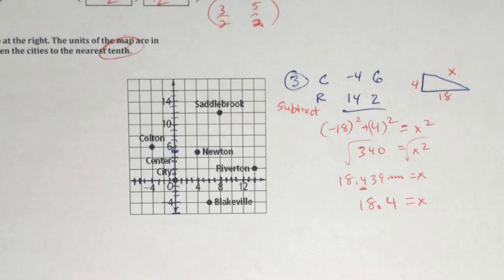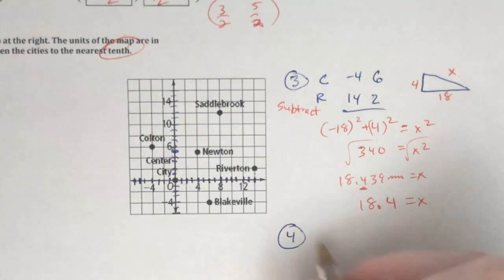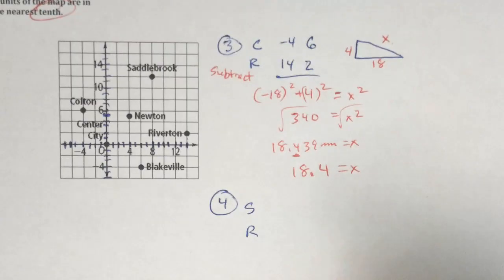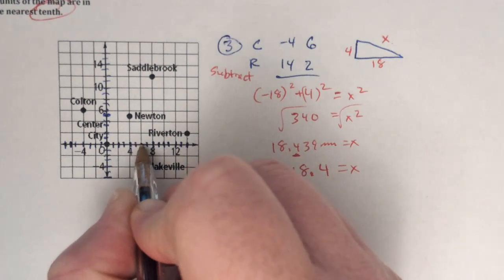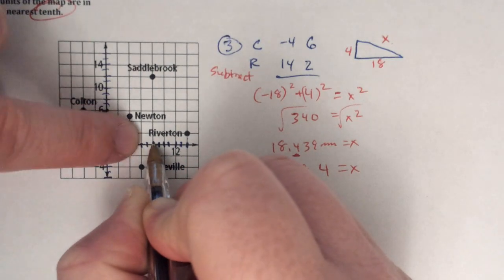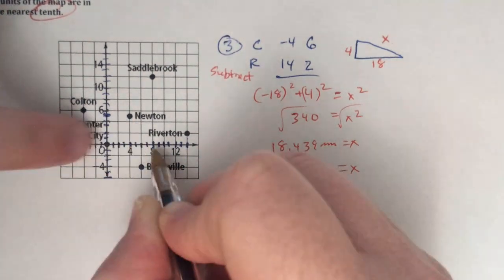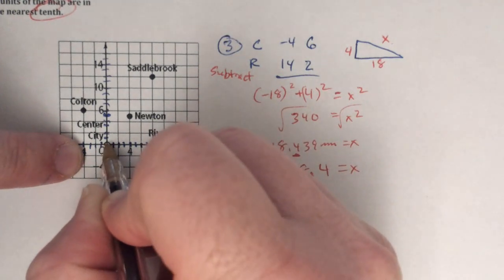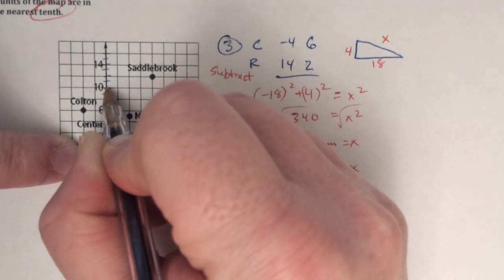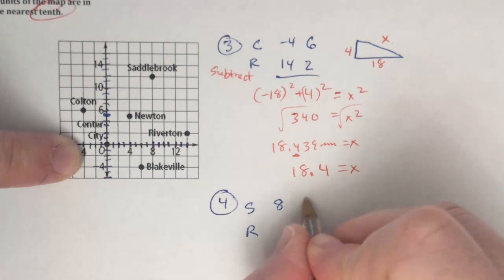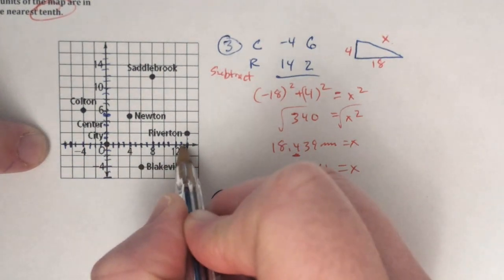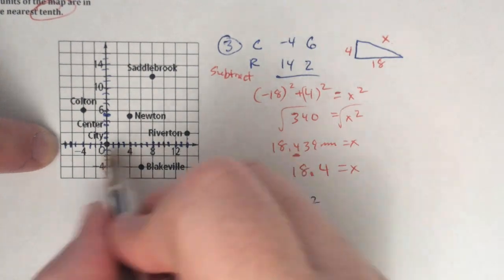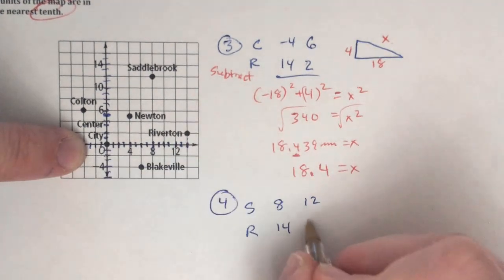Okay, next one, number 4. They want Saddlebrook to Riverton. All right, so Saddlebrook, that is 1, 2, 3, 4, 5, 6, 7, 8. And then up to here. So we get all the way up to here, that's 10, 11, 12. All right, Riverton is 12, 13, 14. And then it goes up 1, 2.